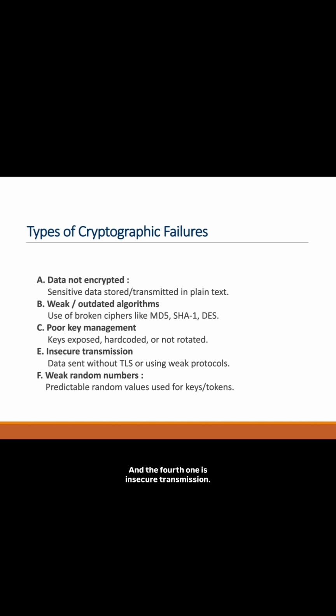And the fourth one is insecure transmission. It means data is exposed while moving over the network, like using old TLS versions or apps accepting invalid certificates. And the fifth one, weak random numbers. It means bad randomness makes keys, tokens, and session IDs predictable. So all of this makes it easier for attackers to steal, decrypt, or tamper with the data.